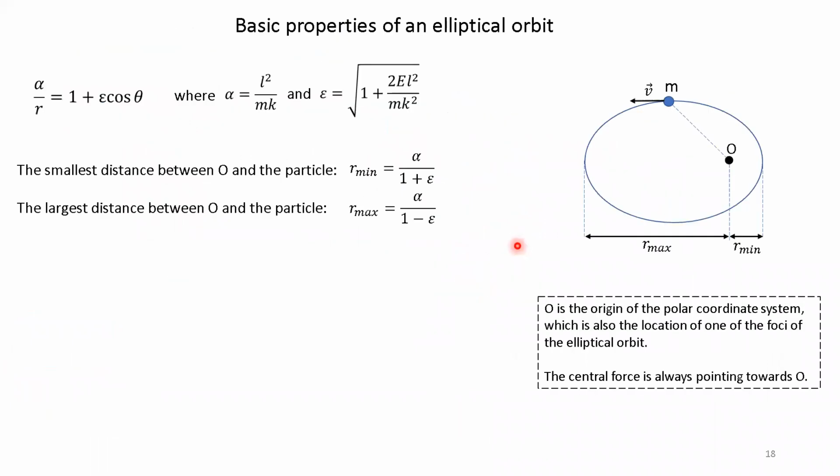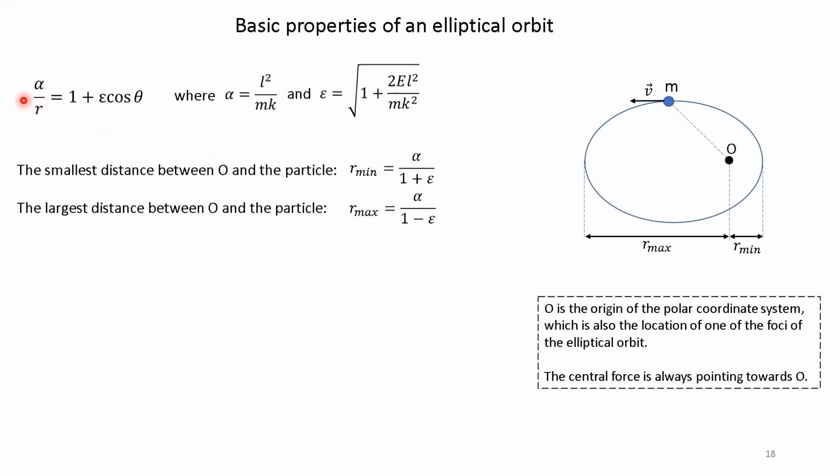Okay, so now let's relate this alpha and this epsilon to the real physical parameters. You can see that I have this particle m moving around in an elliptical orbit, and this is the source of the force, just like a planet and a star.